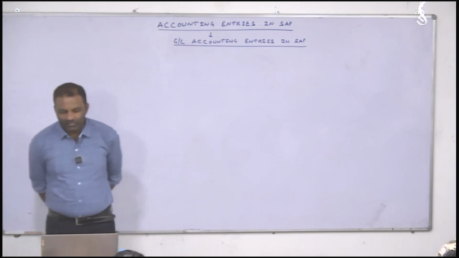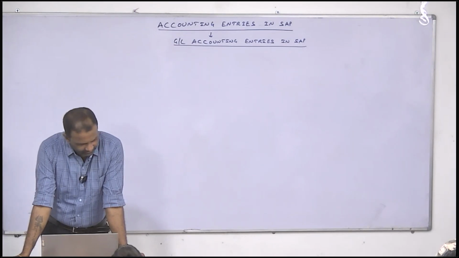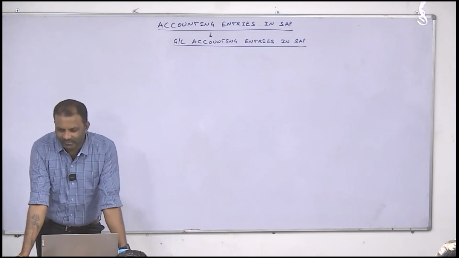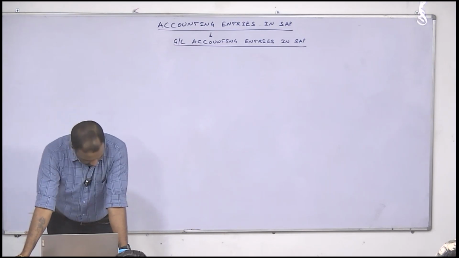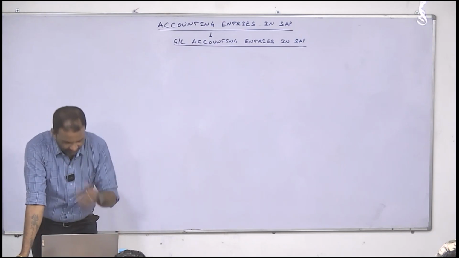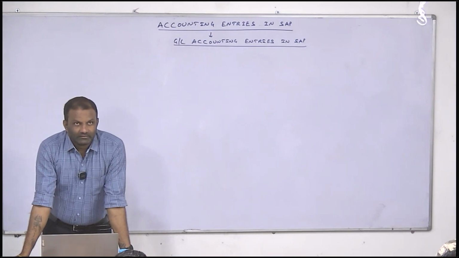Now, online people's turn. What is the accounting entry for rent paid? Anyone? Rent account debit to cash. Okay. Any other answer? Rent expenses account debit to cash or bank account. Okay. Rent expenses debit to rent payable.